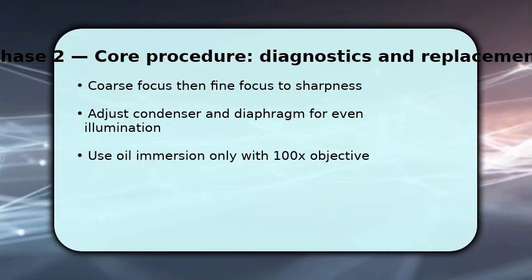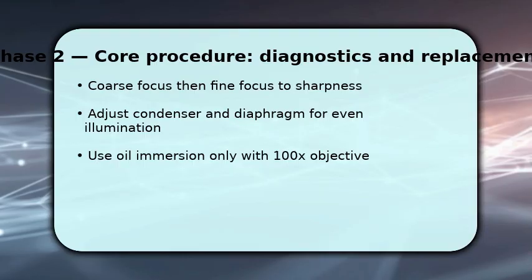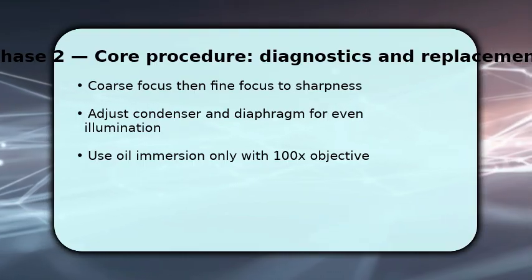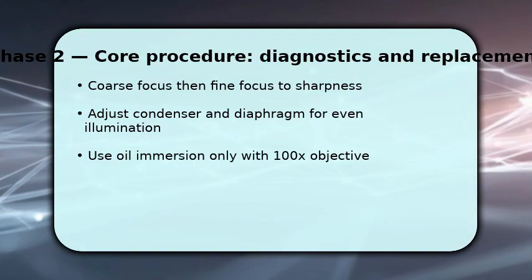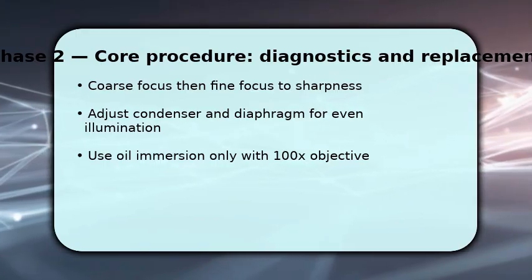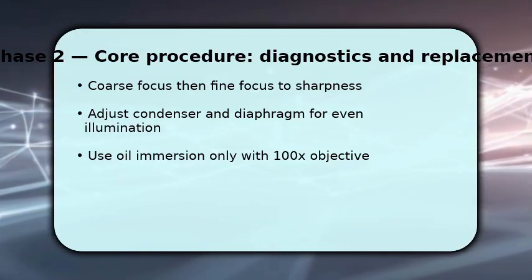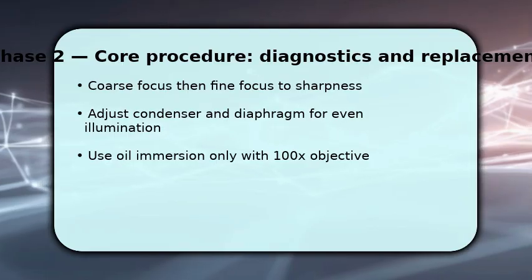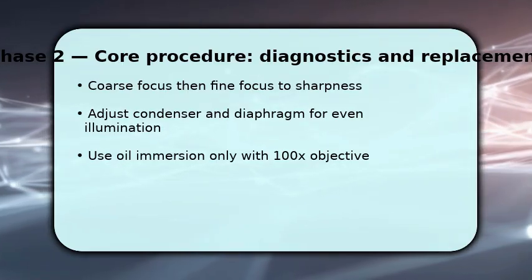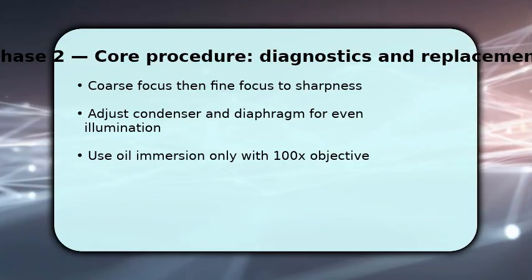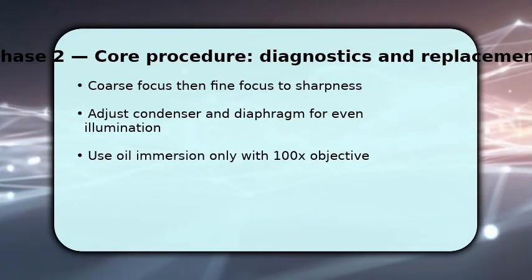Simultaneously, adjust the condenser height and iris diaphragm to improve contrast. This controls numerical aperture and light cone. If you need higher magnification, change objectives carefully and recenter the field. For 100x, apply immersion oil sparingly on the cover slip and lower the objective.